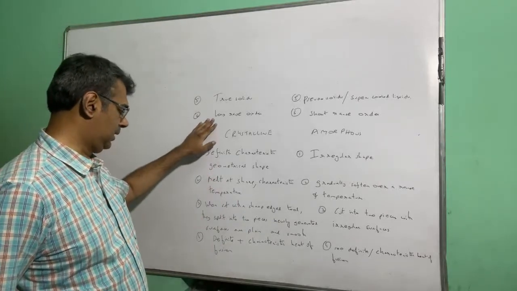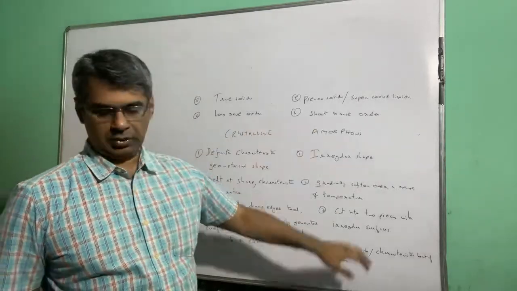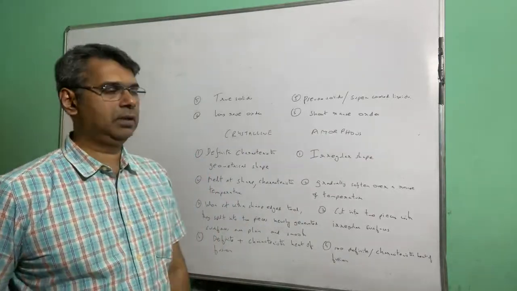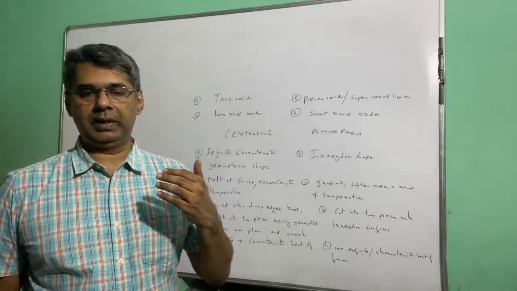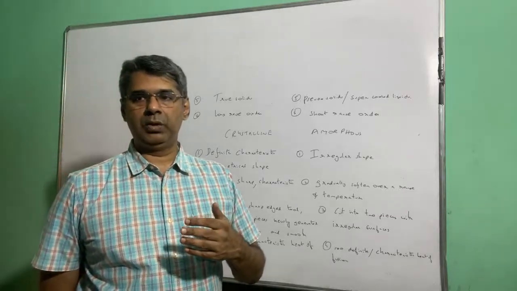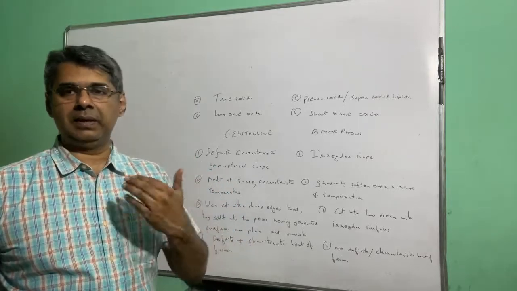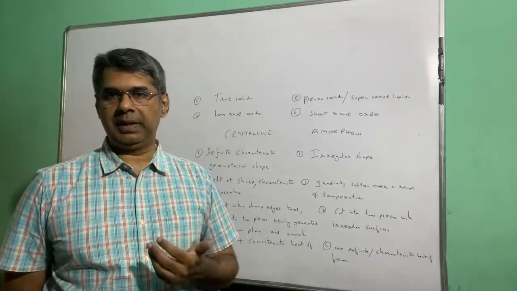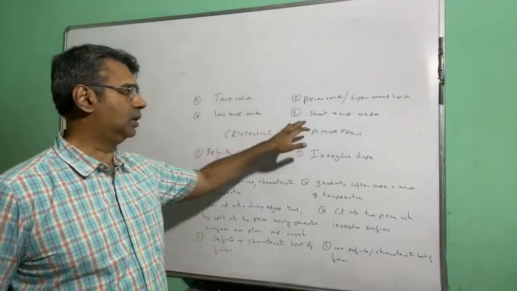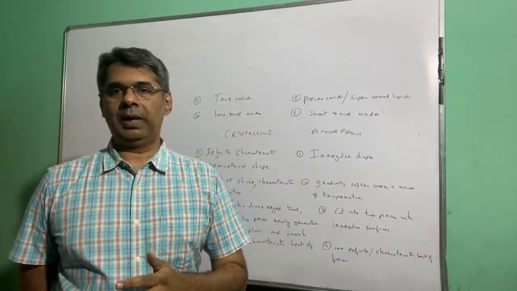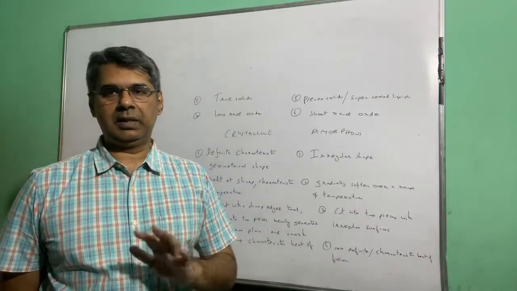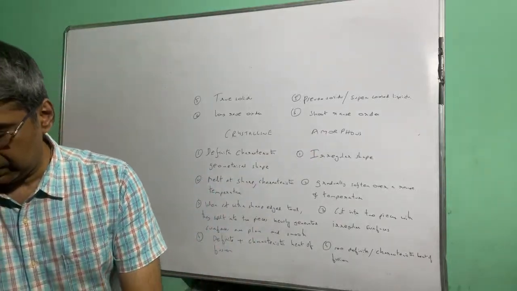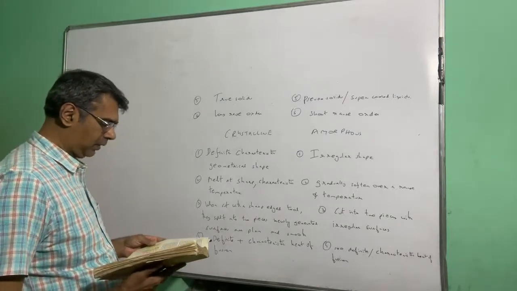And number six, they have long range order, they have short range order. Now, long range order and short range order, what is the difference? That means that if you go in a particular direction, you will find that there is a repeating pattern in crystalline. And if you go in any direction, you will find a repeating pattern. So that's why long range order. Short range order means up to a point there might be a repeating pattern, but after that you won't get any repeating pattern. So that is amorphous. So this is the difference between crystalline and amorphous.